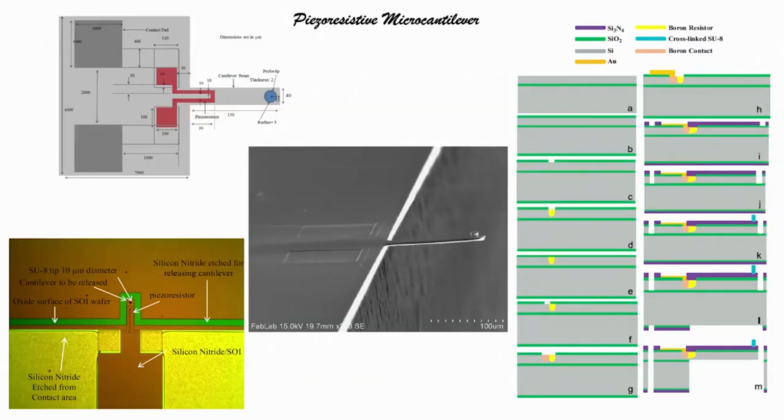So, now on the screen what you see is a piezoresistive microcantilever schematic diagram, where the probe tip thickness is written, radius is written, right, cantilever beam has a piezoresistor, its dimensions are given, right, and then there is a contact pad. This is the contact pad through which we will measure the resistance. Okay. This is another piezoresistive cantilever, where you can see it is completely released, and there is a piezoresistor embedded onto the cantilever.